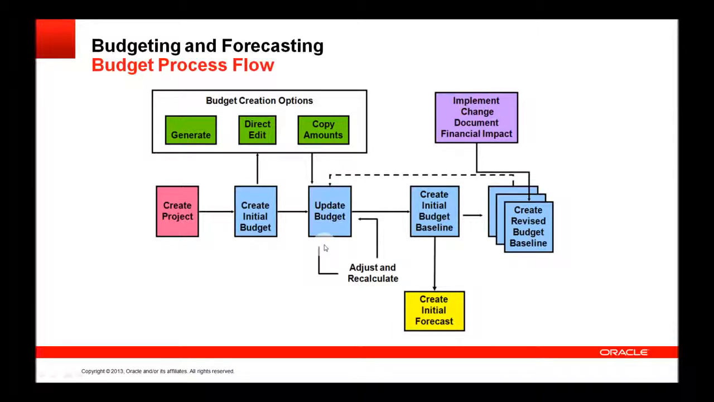As you go through the process of executing on your project, you continually adjust it and recalculate, and you can also implement change documents, which we will cover in a future episode. But as you make changes to the project and client approvals come in, that would also be impacted into your budget and will revise your baseline. And then you would republish those. So it's an iterative process that we continue to go through as you update your budgets.